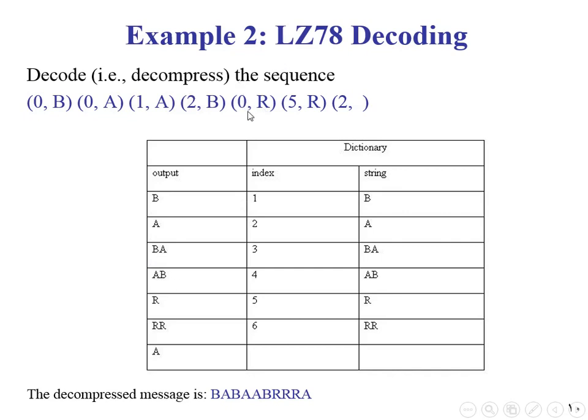0R: there is no prefix, therefore it will be decoded as R and gets the index 5. 5R: 5 represents R, therefore it will be decoded as R. And finally 2 and nothing: 2 is A, so it will be decoded as A. Therefore the output will be B, A, B, A, A, B, R, R, A.